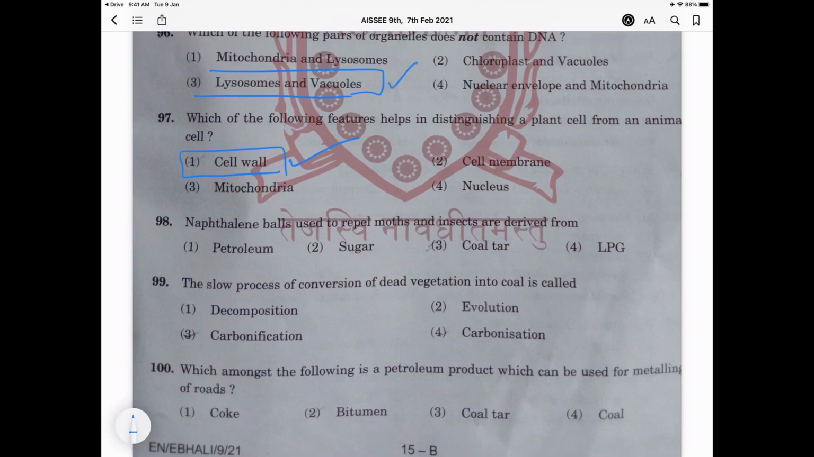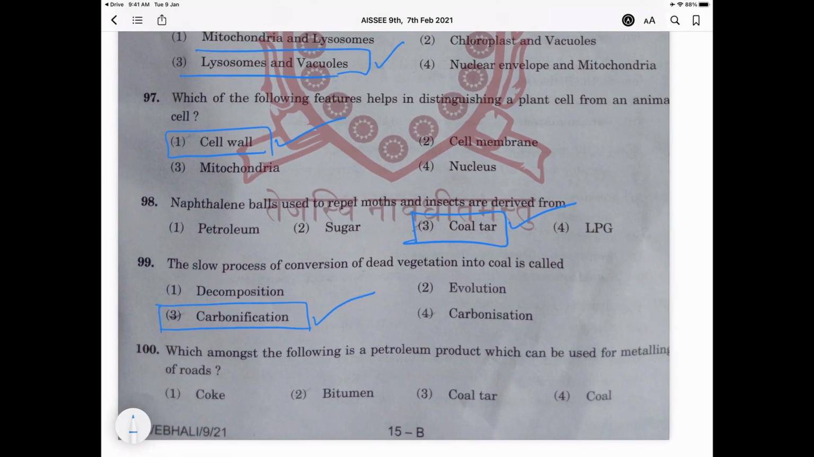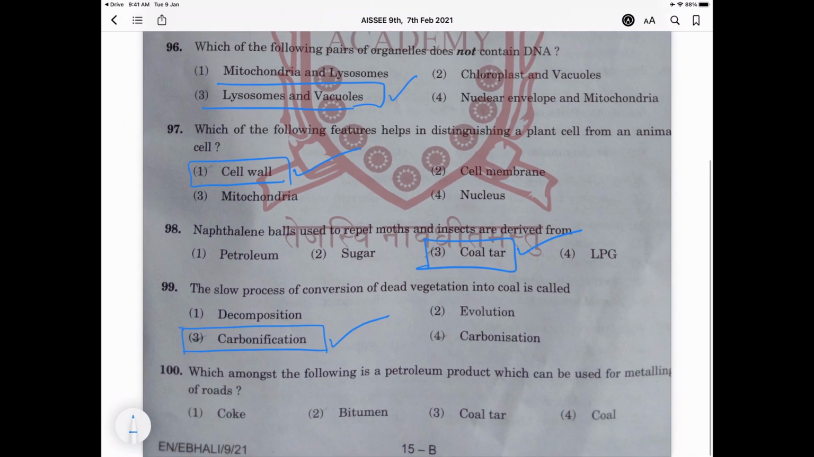In question number 98, naphthalene balls used to repel moths and insects are derived from. Okay, this is also a pretty popular question. Questions on naphthalene balls are asked every time, in your school and also in entrance exams. And the correct answer is coal-tar. 99 question. The slow process of conversion of dead vegetation into coal is called carbonification. Right. In question number 100, which amongst the following is a petroleum product which can be used for metalling of roads? Okay, so in this question bitumen is the correct answer.